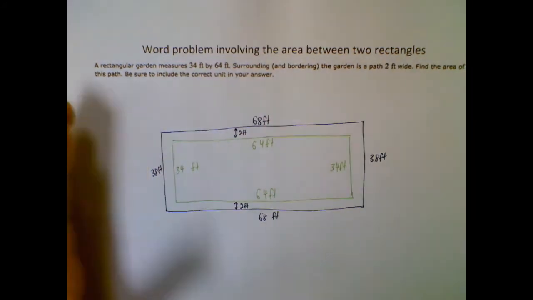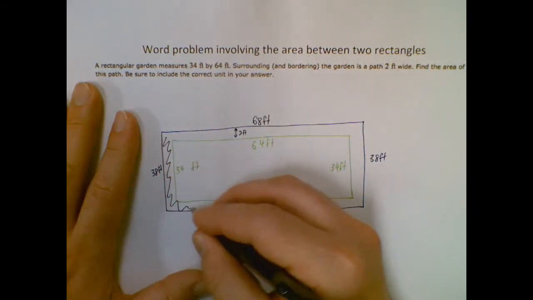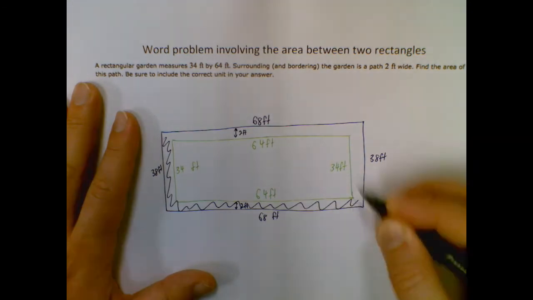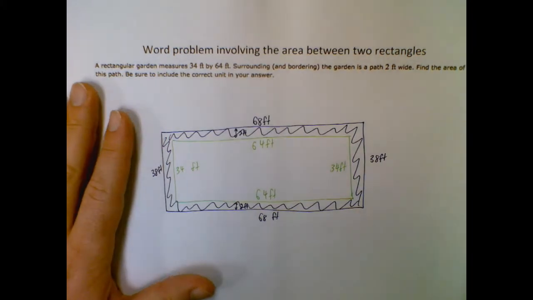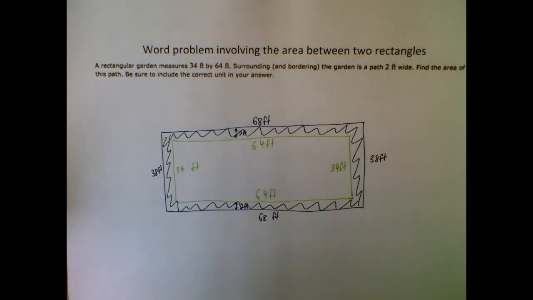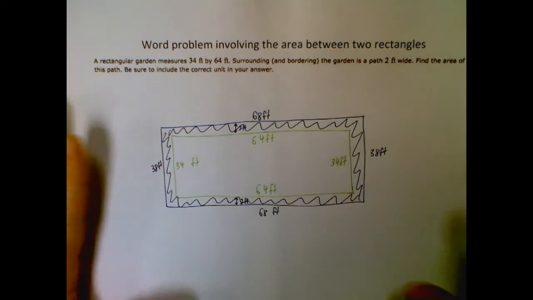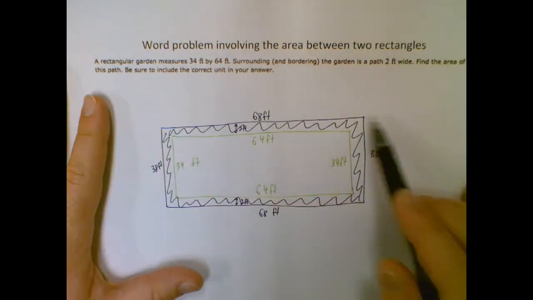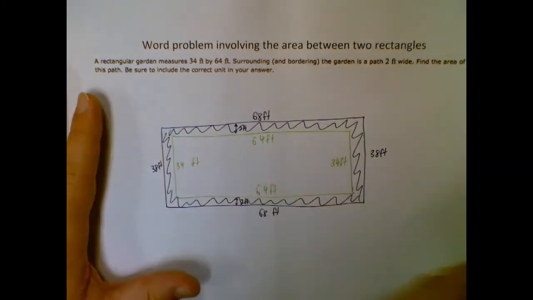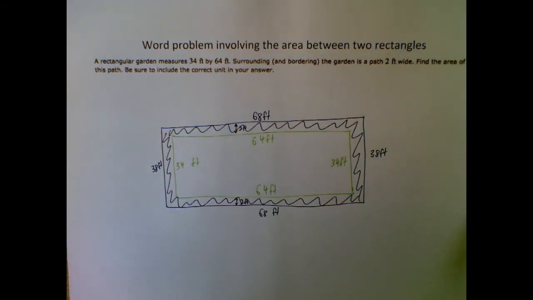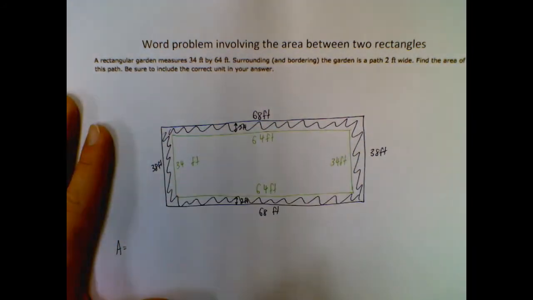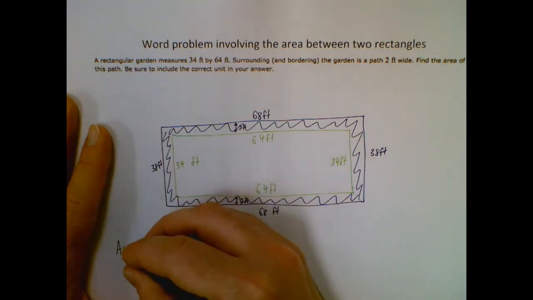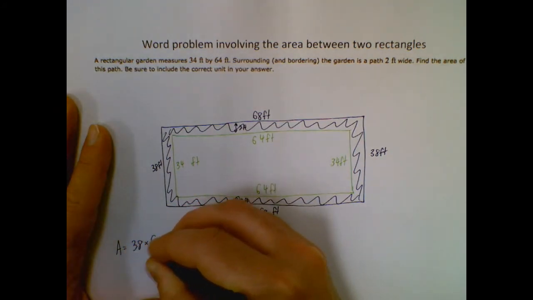So to find the area of this, because I'm looking for just this squiggly bit, I'm trying to figure out how big that path is. All I need to do is find the area of this big one, and I'm going to subtract out the area of the garden, and that leftover bit is going to help me find the whole thing. So the area of my blue section here is 38 times 68.